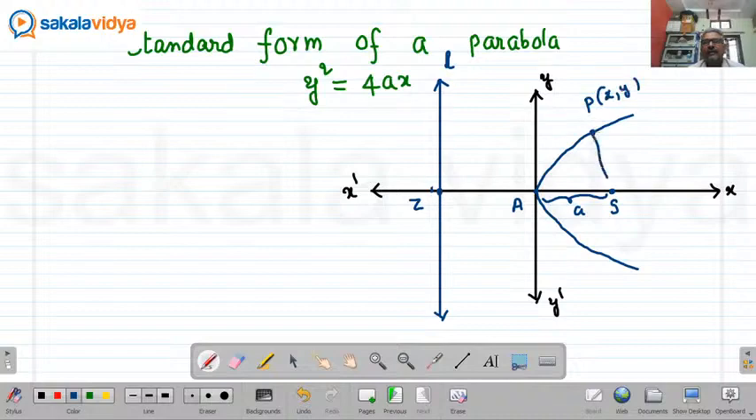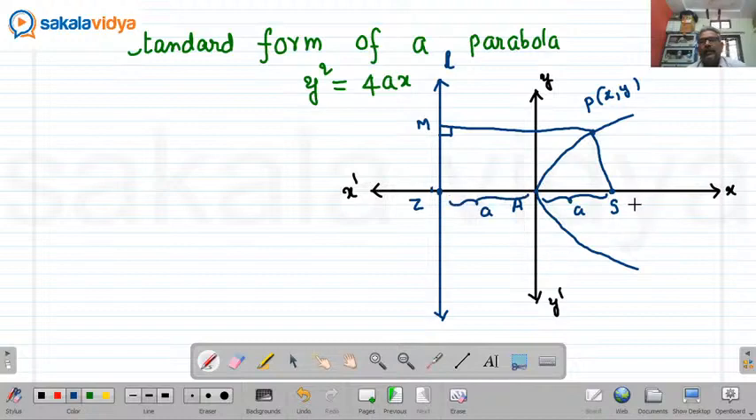You join SP and draw the perpendicular from here, say PM. Here SP by PM equals 1, so SP equals PM. Now the standard form of the parabola is y square equals 4ax. S is called the focus, L is called the fixed line, the directrix, and A is called the vertex. The distance from focus to the vertex is a, and this distance is also a.